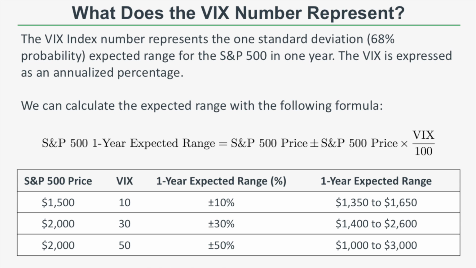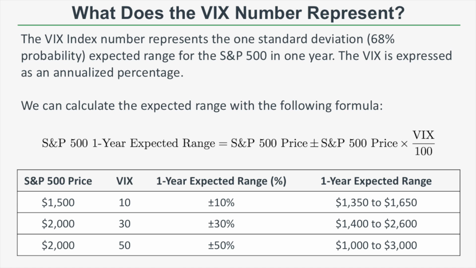Now, if the S&P 500 price is 2,000 and the VIX is 30, that represents a one-year expected range of plus or minus 30%. So in that case, the one-year expected range would be between $1,400 and $2,600. Now, if the VIX were 50, that represents a 50% one-year expected range. So in that case, the one-year expected range for the S&P 500 would be 1,000 to 3,000. So either it gets cut in half or increases by 50%.